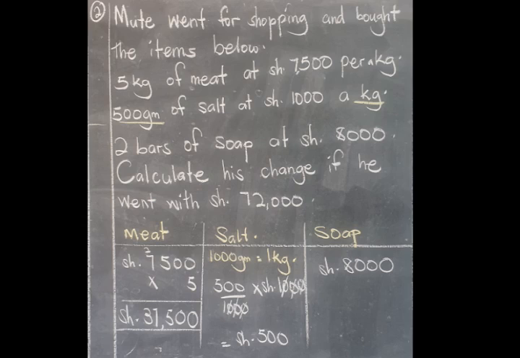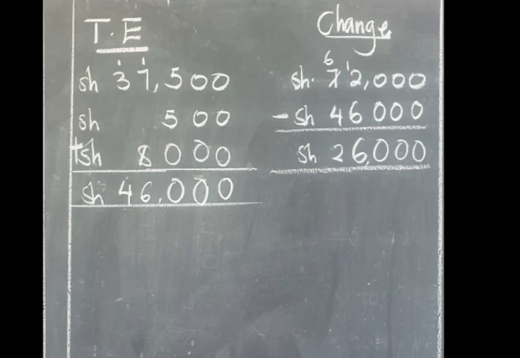Then when it comes to soap, because they didn't mention whether it is unit cost, we get not directly its amount. We just put there the 8,000 shilling cost, which was the cost of the 2 bars of soap. After getting the amount, children, we are going to find the total expenditure. Remember, I told you find the total expenditure by adding. We're going to add 37,500 shillings plus 500 for the salt, then plus 8,000 for the soap. And our total expenditure will be 46,000 shillings.